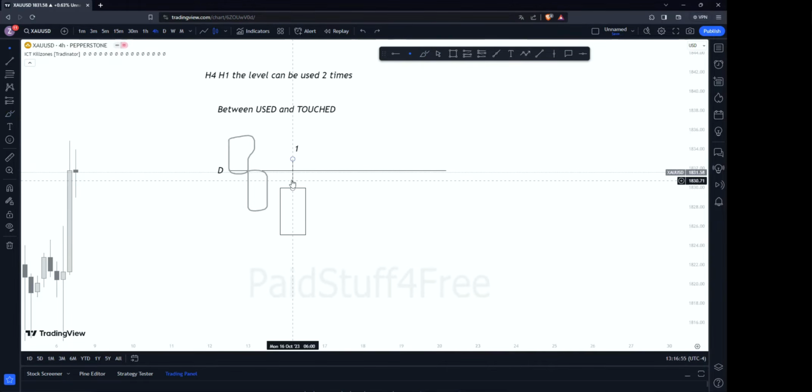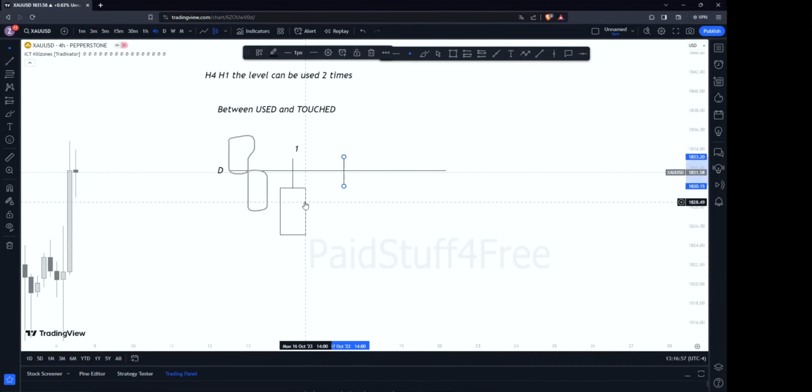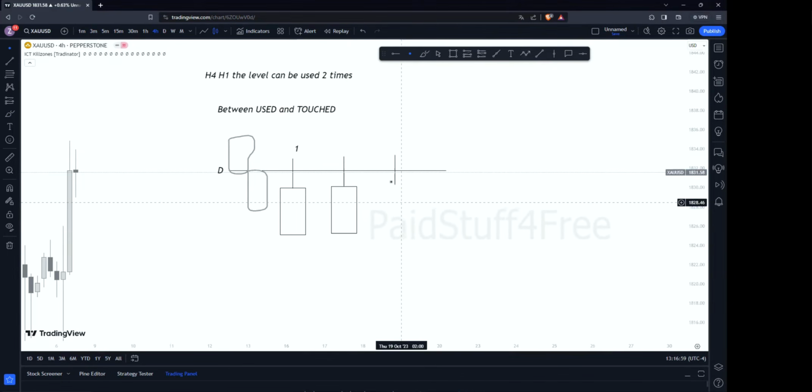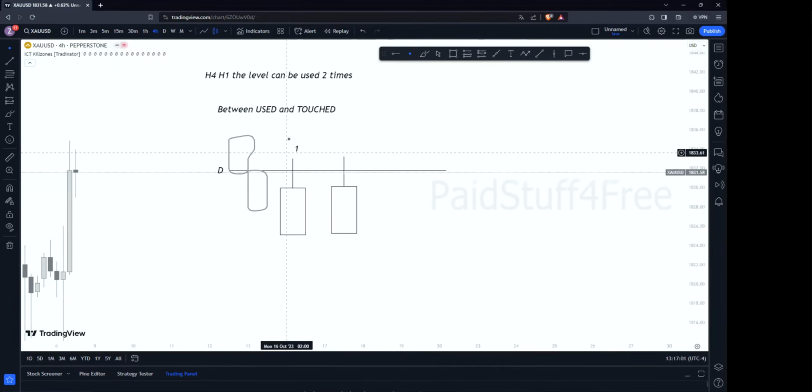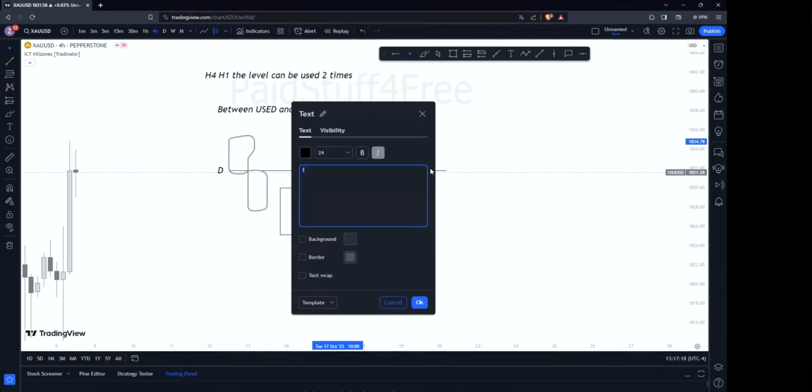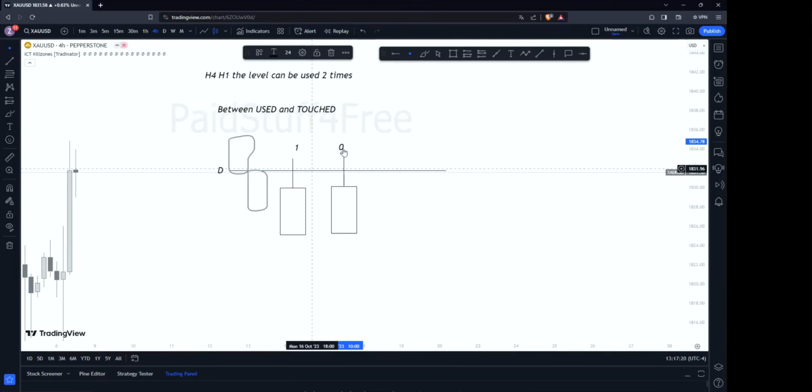Let's say we touch it again with another wick. Is the level touched or used twice? For me, the level is touched twice, but used only once. Why only once? Because the first time it was fresh, and the second time we touched the level it was unfresh, so it doesn't really count. You get what I'm saying here, guys? Yes, you get it. Okay, amazing. So this one is 0. 0 means that it doesn't count.